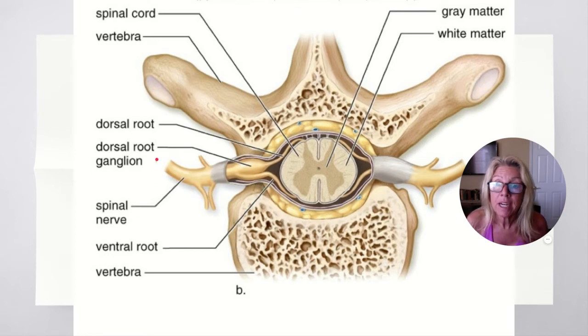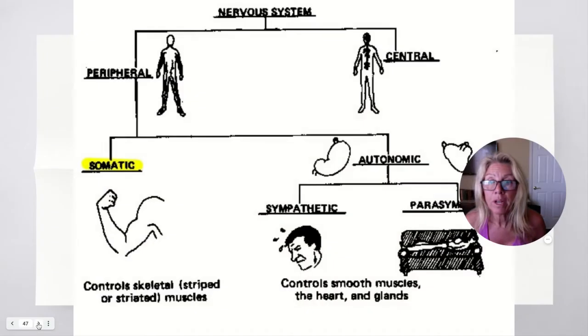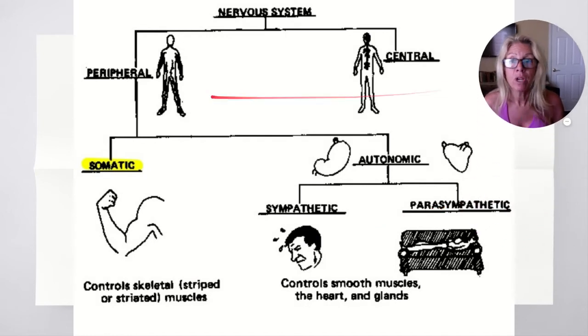And remember what I said, sensory neurons are coming in the back. This person's laying face down, okay, face down. And sensory neurons are coming in the back. This dorsal root ganglion is holding the cell bodies of the sensory neurons, and then motor neurons are coming out the front. All right, so on your nervous system, you have central, brain and spinal cord, peripheral, everything outside.